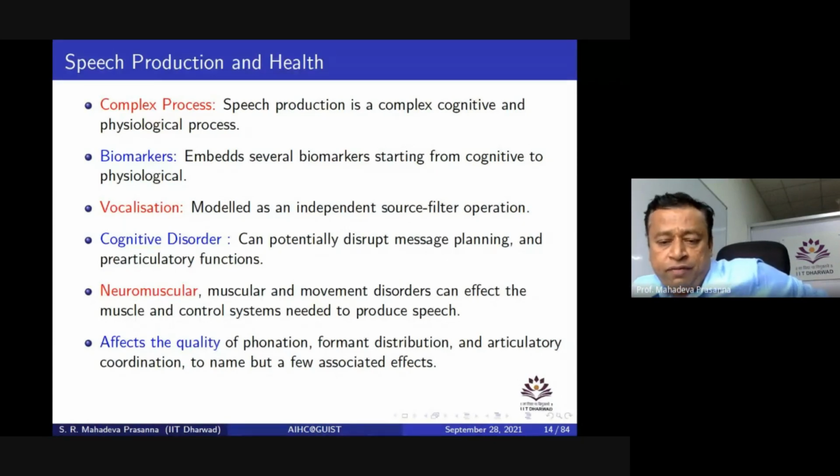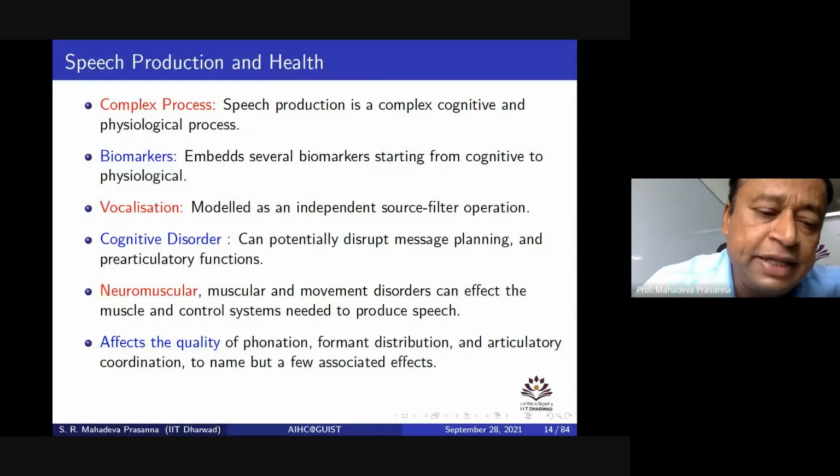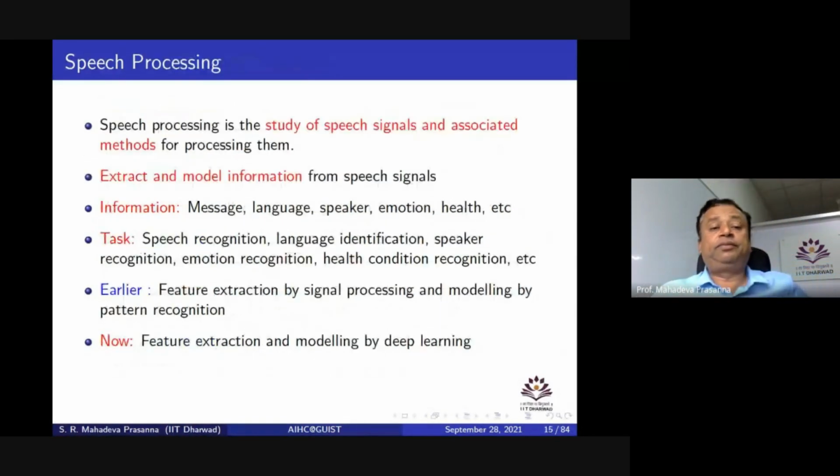Then the way resonant frequencies are distributed, then the articulatory coordination among the different sounds. Like that, many more factors are there. These are just to give an example for that.